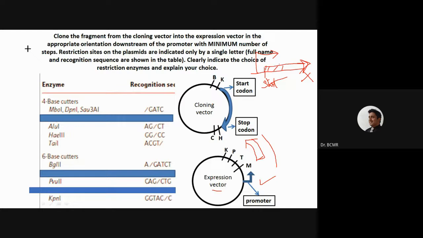Sir, I think minimal steps, we could just use KpnI as the restriction enzyme. No, no, I will ask you this. Did you solve it on paper? Sir, I've just written it schematically. What you do is take a picture of it and post it on WhatsApp.